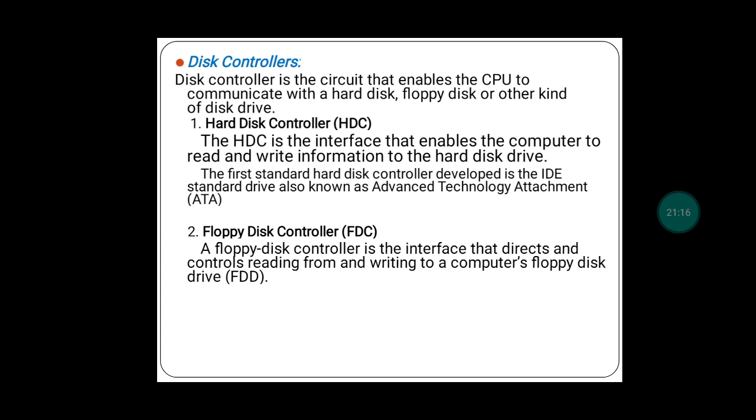So basically, what is a disk controller? It is nothing but a circuit which allows the CPU to communicate with hard disk, floppy disk and any other kinds of disk drives. Two types are there. One is the hard disk controller, another is the floppy disk controller. The hard disk controller is an interface which will allow the computer to read and write information to the hard disk drives. The floppy disk controller is an interface which enables the computer to read and write information to the floppy disk drives. So a question can be asked here: what is a disk controller? Explain the types of disk controllers, for 3 marks.